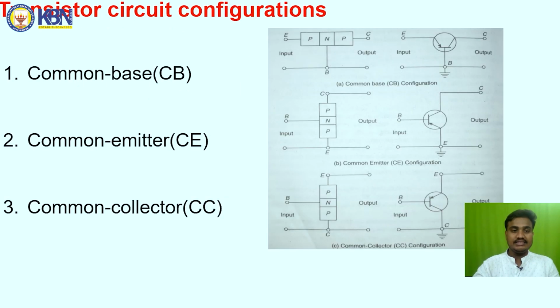There are three types of transistor configurations: common base, common emitter and common collector. These are the circuit diagrams and symbols for the common base configuration, common emitter and common collector configurations.